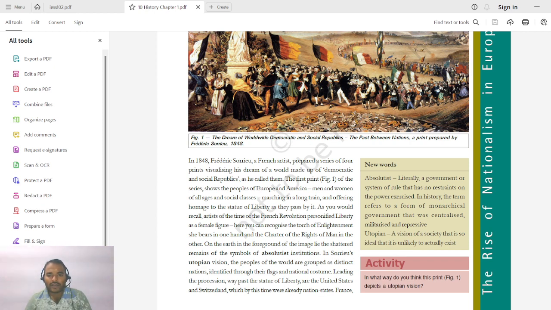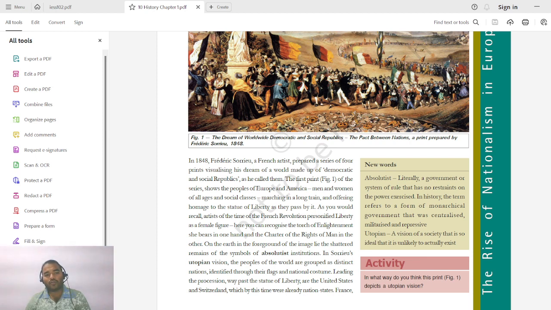In Sorrieu's utopian vision, the people of the world are grouped as distinct nations identified through their flags and national costumes. So what Frederic Sorrieu has done is he has indicated a large number of people, each of them with a flag which indicates the symbol of their nation. There were some nations that were formed during this era, but there were a lot of other territories which were not nations but still under the rule of some kingdoms.